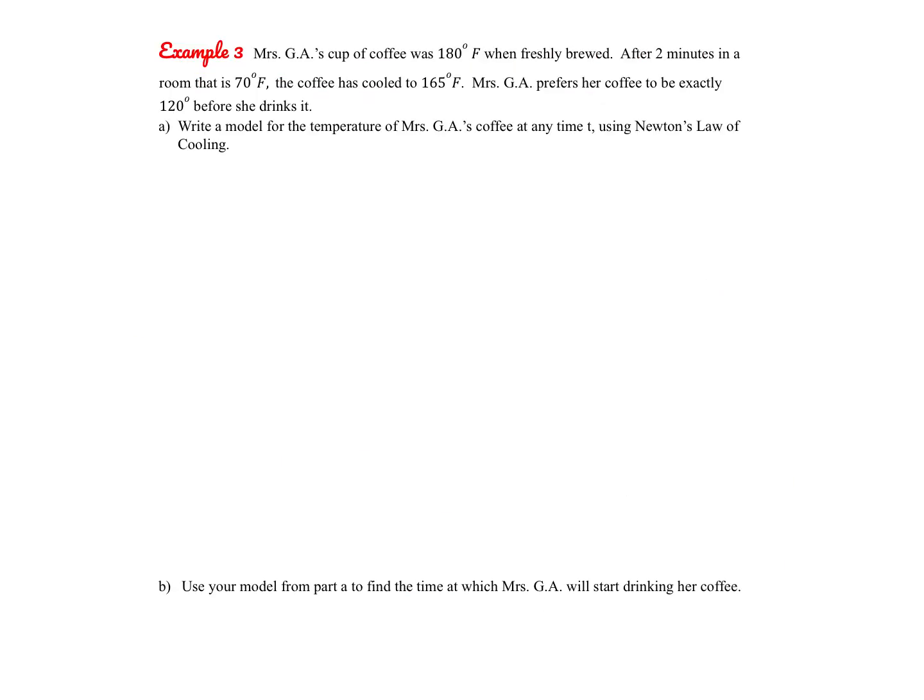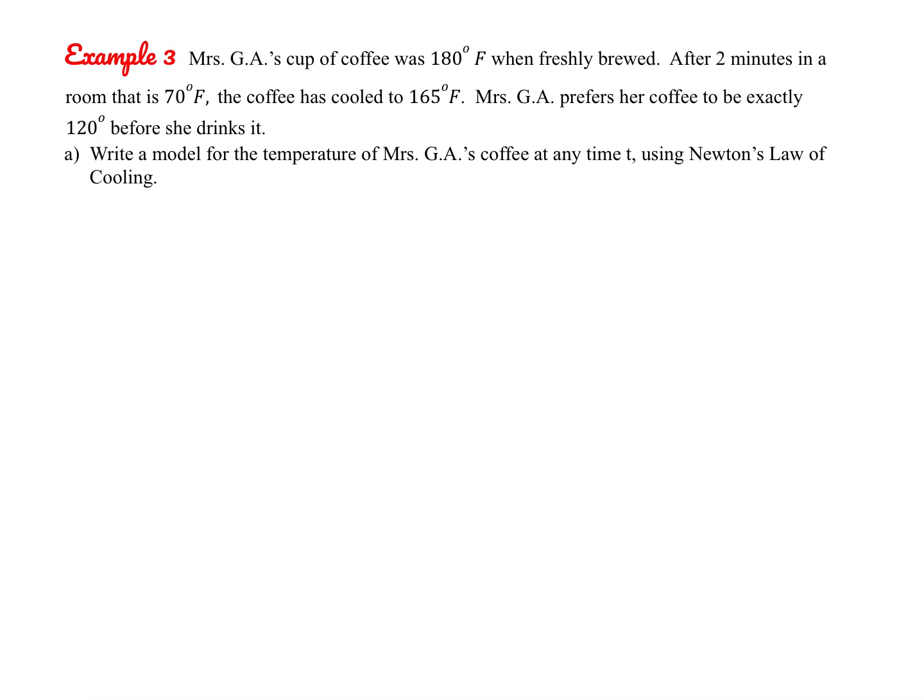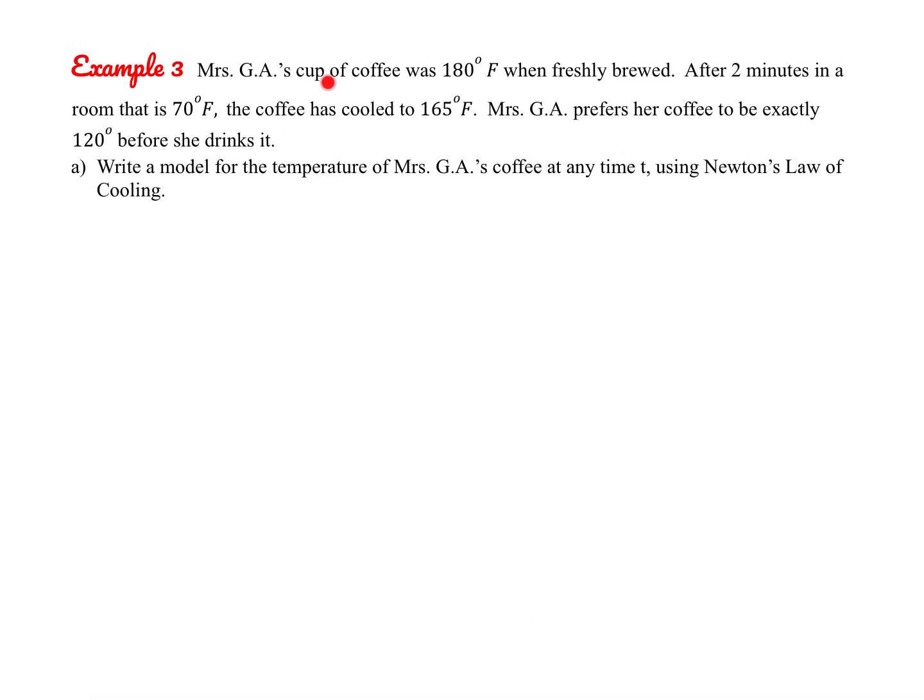All right, we're going to try one last example together. Mrs. J's cup of coffee was 180 degrees when freshly brewed, but after 2 minutes in a room that is 70 degrees, the coffee has cooled to 165 degrees Fahrenheit. Mrs. J prefers her coffee to be exactly 120 degrees before she drinks it. So first we're going to write a model for the temperature of Mrs. J's coffee at any time using Newton's law of cooling.